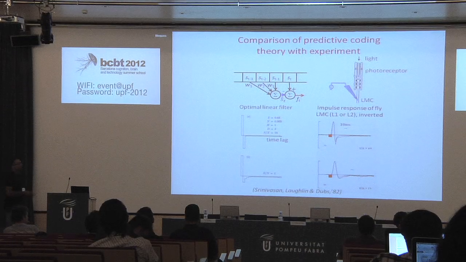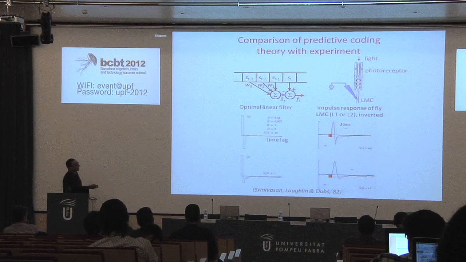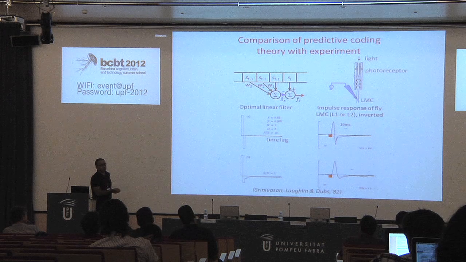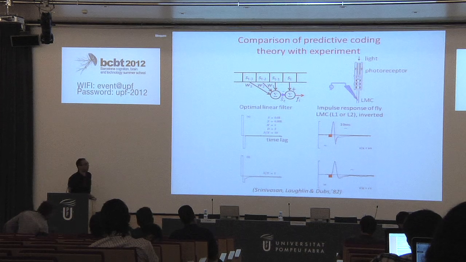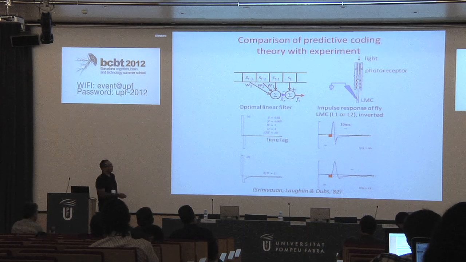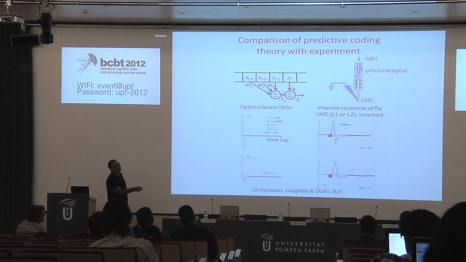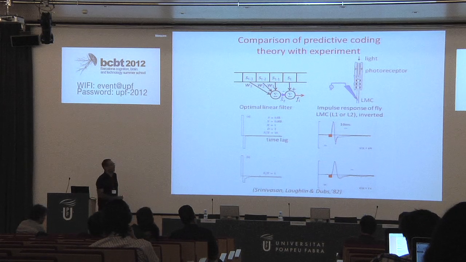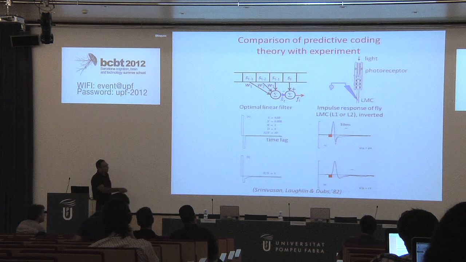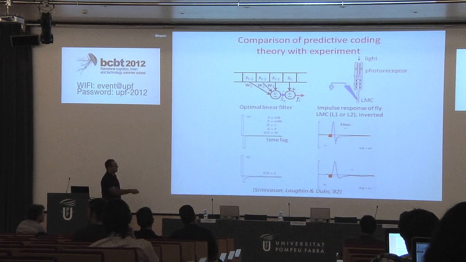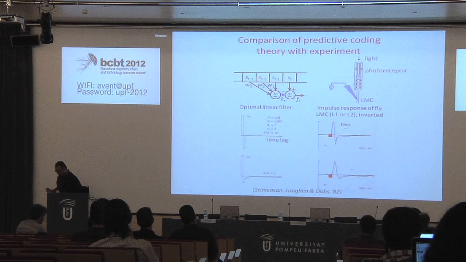Right. So this work was rather convincing evidence in favor of the predictive coding hypothesis, I would say, because not only could you account for the biphasic shape of the response, but you could also predict the change in the filter as a function of the change in the natural stimulus ensemble.